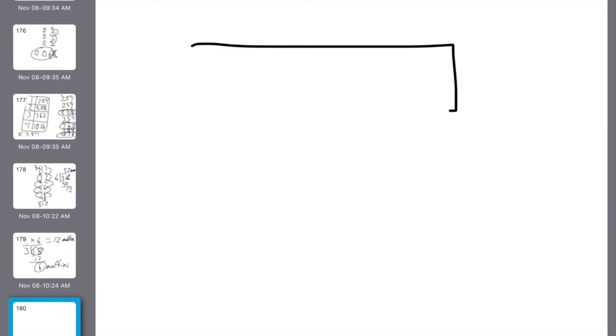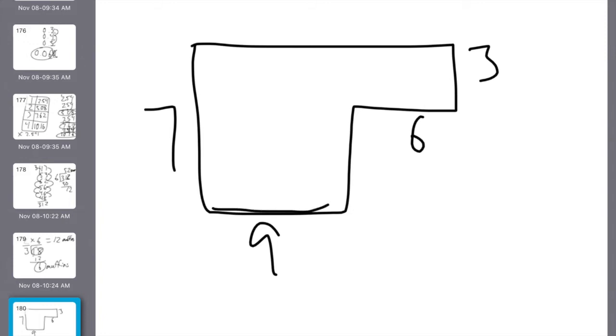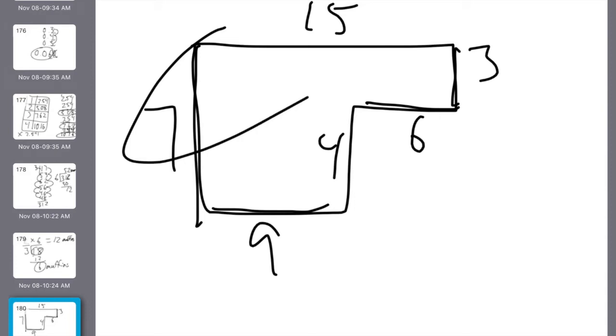Number 6, what is the perimeter of the hexagon? So you have an L shape upside down. They gave you 7, 9, they gave you 6, they gave you 3. Okay, step 1, what's the top? Horizontal plus horizontal is 15. What's the side? Total side 7 minus piece side 3 of a vertical gives you 4.